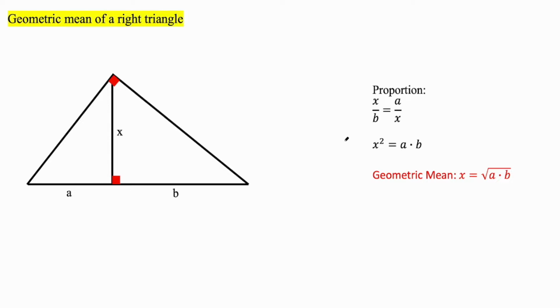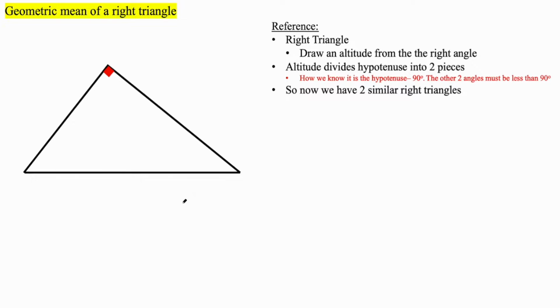Okay, in this video, we're going to prove the geometric mean formula right here. And this formula is saying that this value right here is equal to the square root of a times b. And we're going to go ahead and prove it. So let's begin. So we have to have a right triangle, which we do right here.